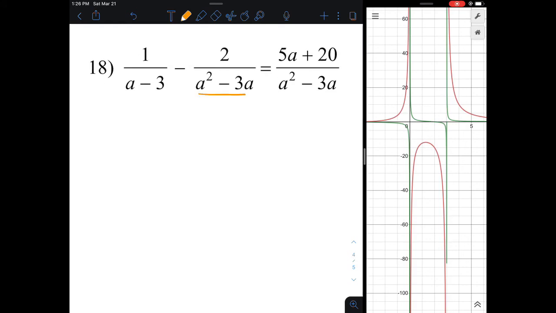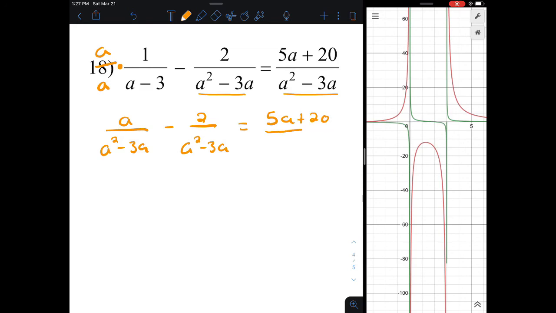If I look, I already have the first two functions here have the same denominators. And it'd be a real easy adjustment to get this very first rational function to have the same denominator being a squared minus 3a. I would just have to multiply the bottom and the top both by a. And when I do that, I would have a divided by a squared minus 3a minus 2 divided by a squared minus 3a is equal to 5a plus 20 divided by a squared minus 3a.